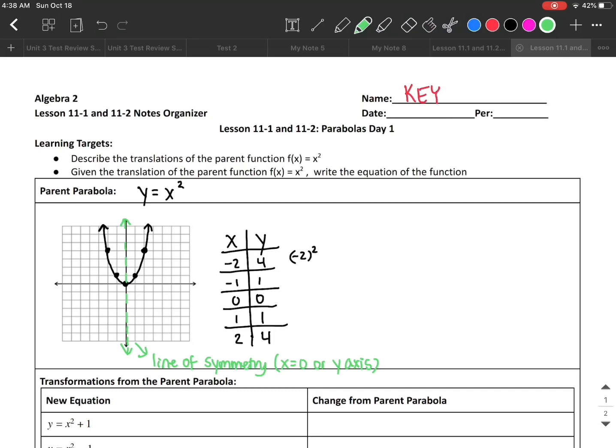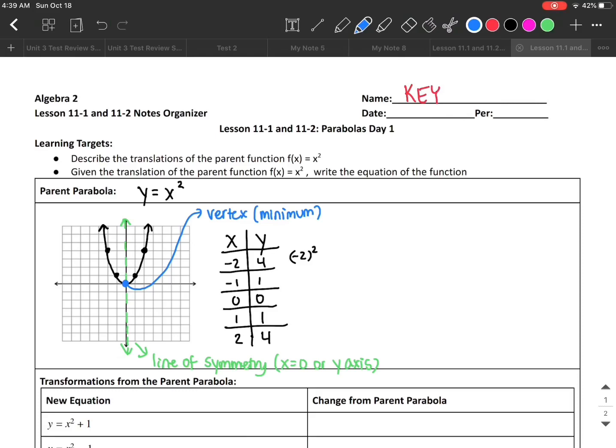So the other important thing that we see here is this point. That is the vertex, which is a very important point of our parabola, so we need to know what it's called. And we also need to be able to talk about it as saying it's a maximum or a minimum. And in this case, it is the lowest point of the parabola, so we call it a minimum and not a maximum. So that's the minimum of the function.